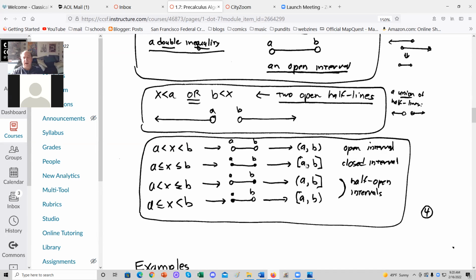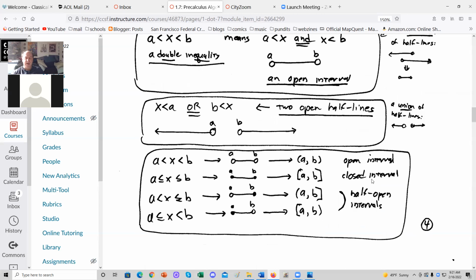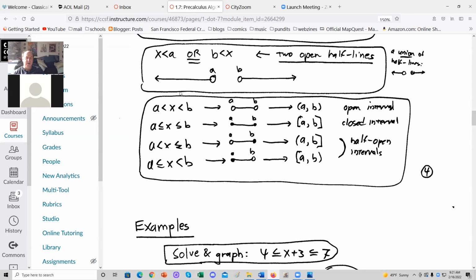We denote them by these intervals: round bracket a to b round bracket when we include neither endpoint, square bracket a to b square bracket if we include both endpoints for a closed interval, round bracket a to b square bracket when you exclude a and include b for a half open interval, square bracket a to b round bracket where we include a and exclude b, again for a half open interval. Okay, and we'll solve compound inequalities by turning them into intervals.